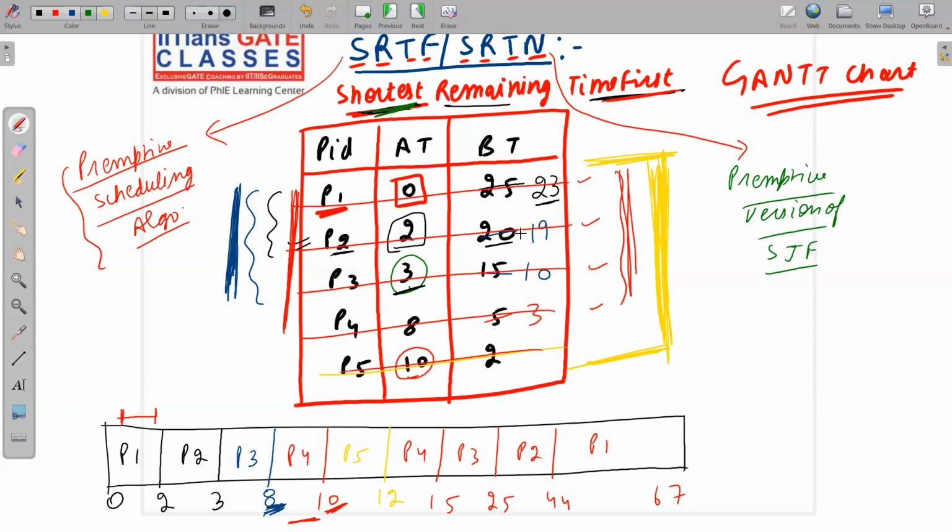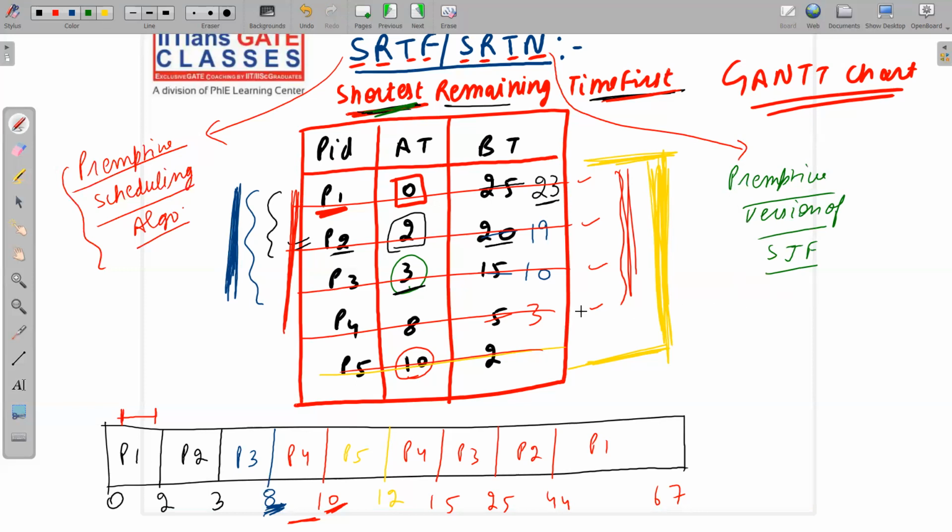It's just like SJF only, right? The process having smaller burst time is executed. It is just like SJF, but the only thing is CPU is preempted in between. In SJF, CPU was not preempted, but here it is preempted. So hence we are calling it the preemptive version of SJF. I hope I have made the point clear to everybody.